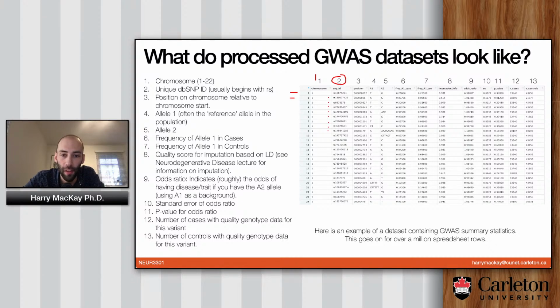The chromosome is given in the first column. These are all on chromosome 1. The position on the chromosome is given in the third column. So this is actually sorted kind of badly. It's not sorted in alphabetical, or it's not sorted in numerical order.